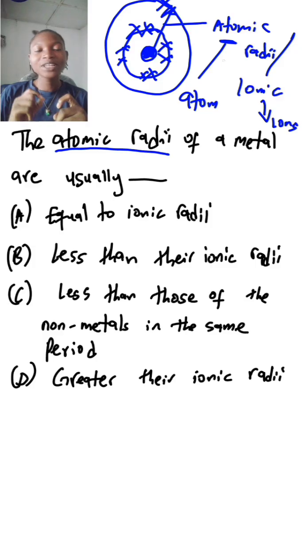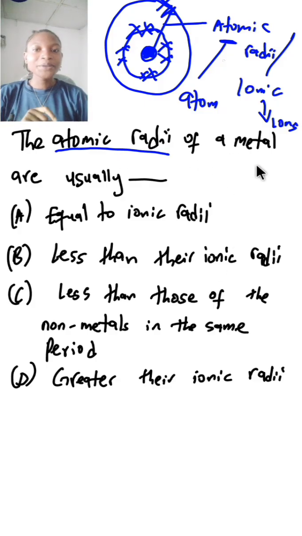Now, when they ask you about atomic radii, that means whatever you use in your question or your answer must be an atom. But if it is ionic radii, whatever you have to work on must be an ion. Okay, now they said atomic radii of a metal are usually dash. Now they want us to compare atomic radii and ionic radii based on the options here.